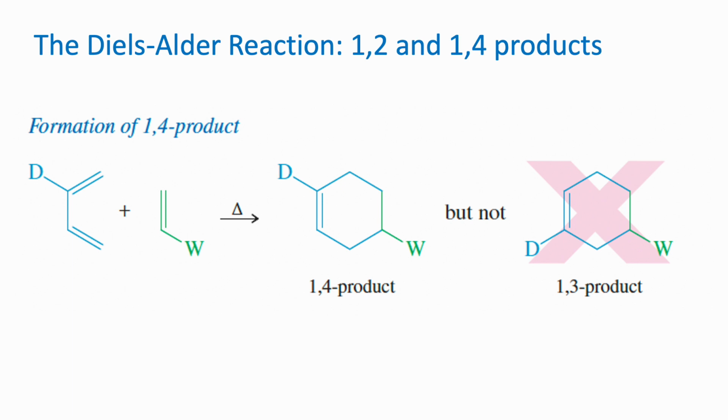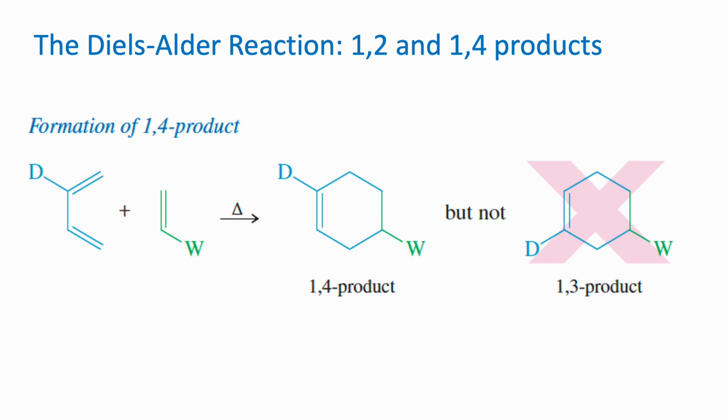We'll always get a 1,4 product where in our new cyclohexane ring, those groups D and W in this case occupy positions 1 and 4 of the cyclohexane, but they will never occupy positions 1 and 3. So the regiochemical implication of this reaction is 1,4 is favored and 1,3 is not. And so we'll get a 1,4 product in this particular arrangement of groups. And so the D in this case stands for donor. That's an electron donor. We'll talk about that more as we go on.